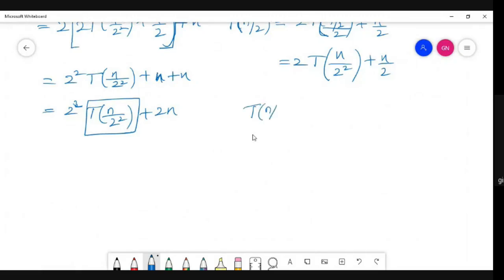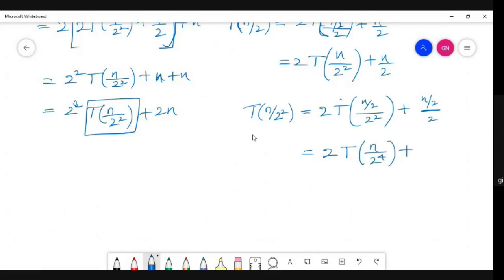Now I have T of n by 2 square. Now I have to replace my n with n by 2 square, or else you can just take it like this, n by 2 with n by 2, right? So twice of T of n is replaced with n by 2. Already 2 square was there before only. So now this became like this, right? Now observe carefully. What happened right now? It became 2 into T of n by 2 to the power of 4 plus n by 2 square.